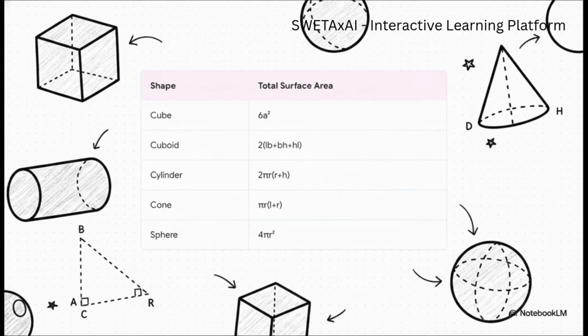That L is the slant height of the cone, which you calculate using the Pythagorean theorem, the square root of radius squared plus height squared. Please do not just use the normal vertical height. They will try to trick you with that. Oh, and for our sphere, the surface area wraps neatly to 4 pi r squared.